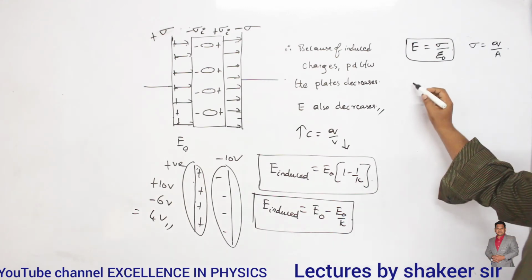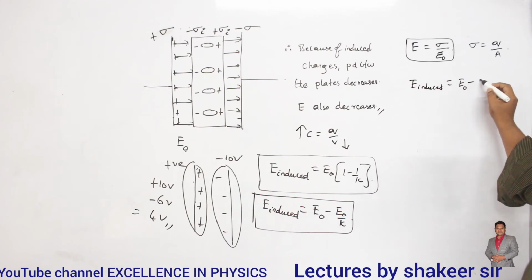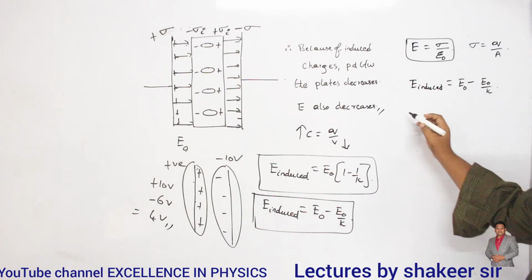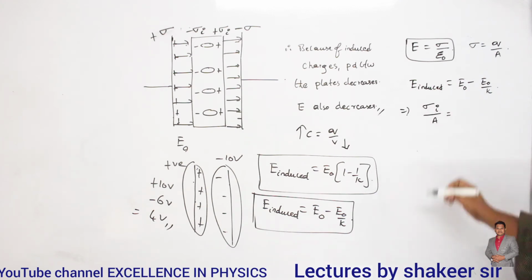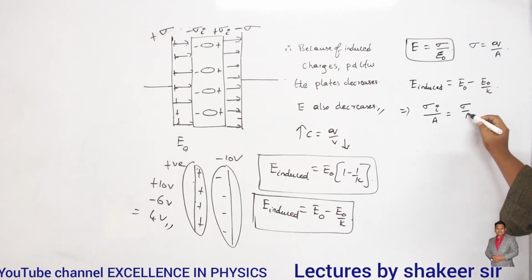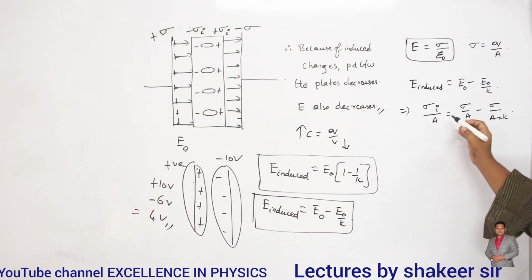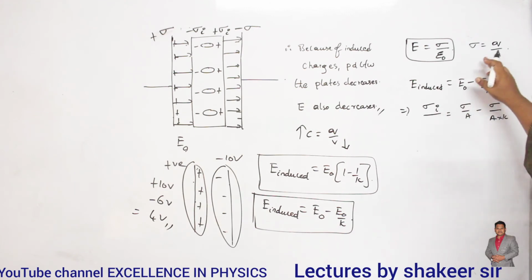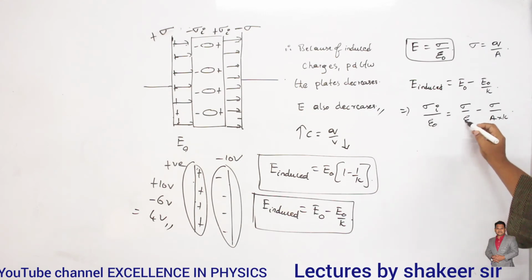Now, therefore, how can I write? I can write E induced is equal to E naught minus E naught by K. Clear? E induced can be written as sigma induced divided by epsilon naught, which is equal to E naught, written as sigma by epsilon naught, minus sigma by epsilon naught into K. This is what I can write. So this is not A, this is epsilon naught. So epsilon naught and epsilon naught will get cancelled.